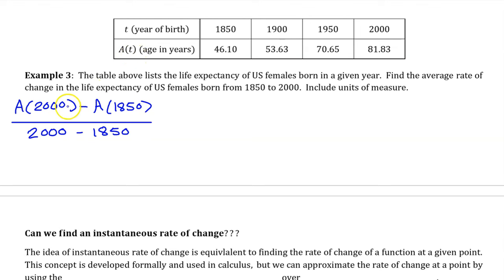So f at b minus f at a over b minus a becomes a at 2000 minus a at 1850 divided by 2000 minus 1850. A at 2000 is 81.83 years, and a at 1850 is 46.10 years.